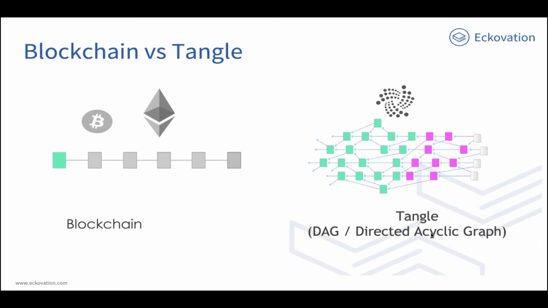So this is a basic infographic between blockchain and Tangle. Tangle is the technology behind IOTA. This is a basic diagram for blockchain. As you can see, blocks forming chain and each block contains transactions. Here it is slightly different. As you can see, we have multiple chains running across each other. It is also known as direct acyclic graph.